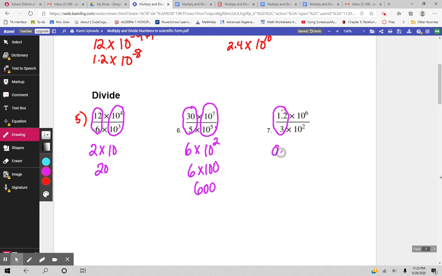Okay, so let's divide these out first. We'll get 0.4 times, then divide these out. Keep the base 10. 6 minus 2 is 4. Okay, now is this in scientific form?